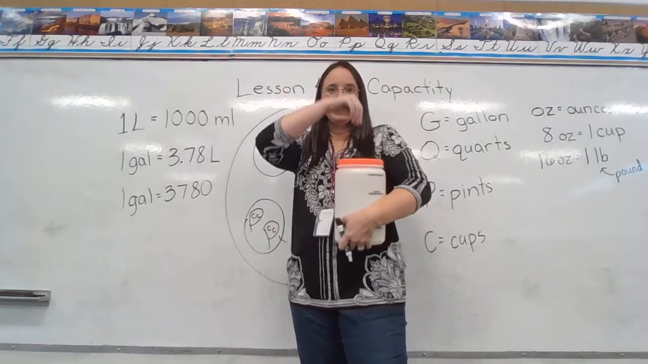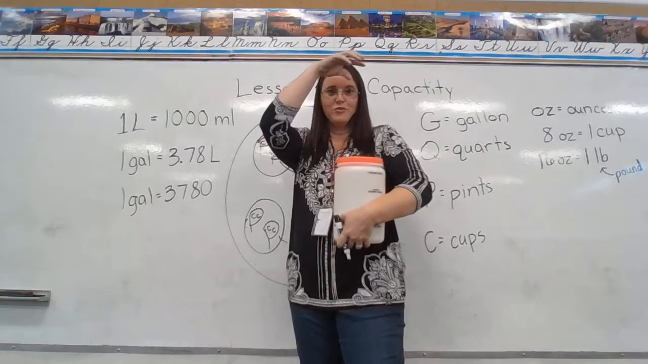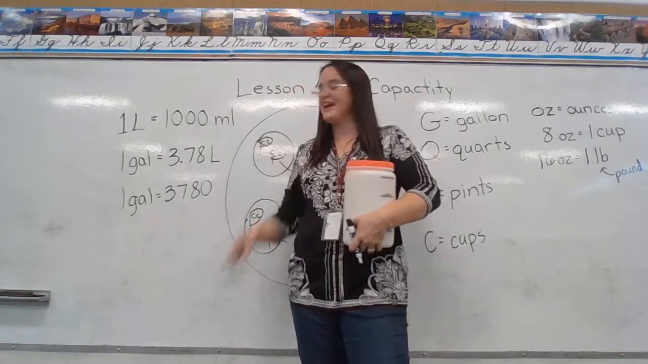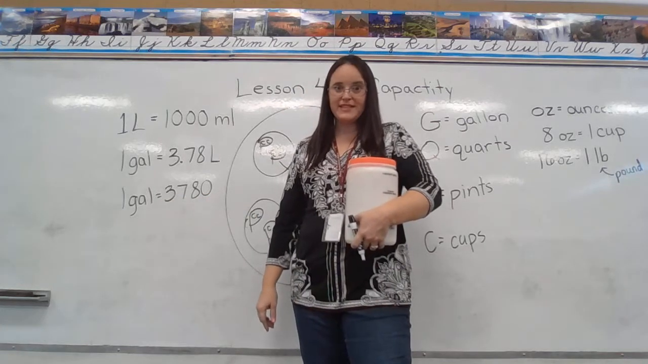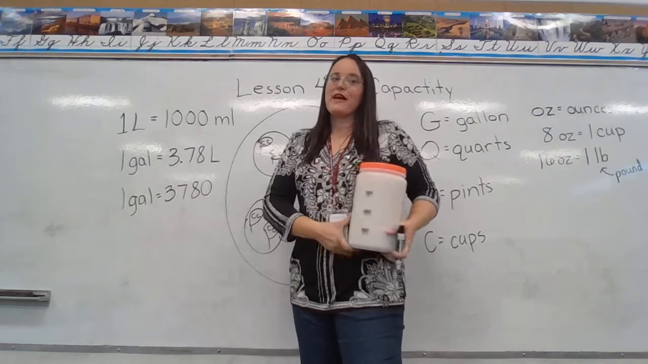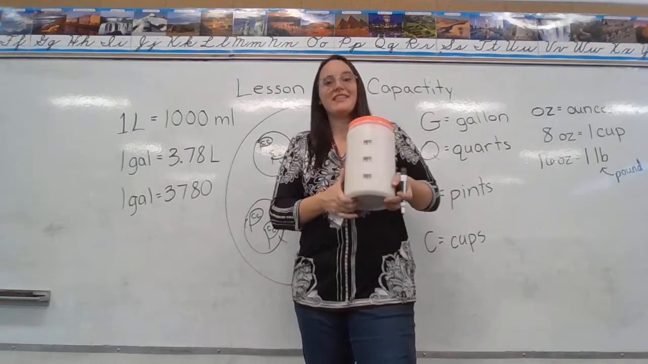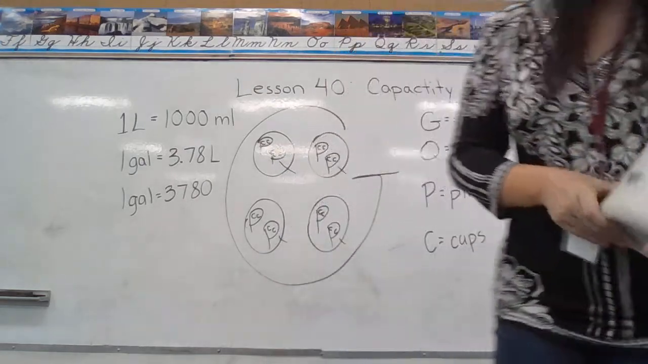So if you were going to put water in my gallon container 1 drop at a time, you would have to do 3,780 drops. It's a lot of drops. I'd rather measure by the gallon or by the cup, depending on how much I have.